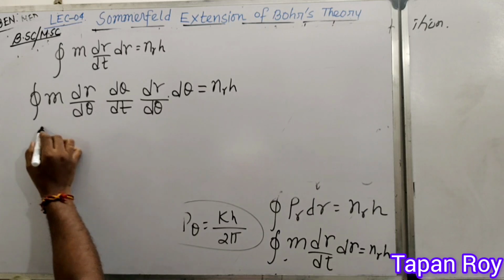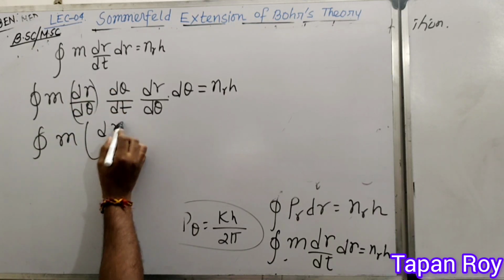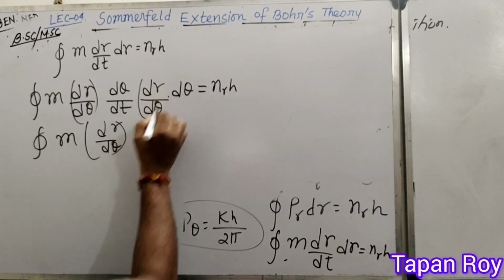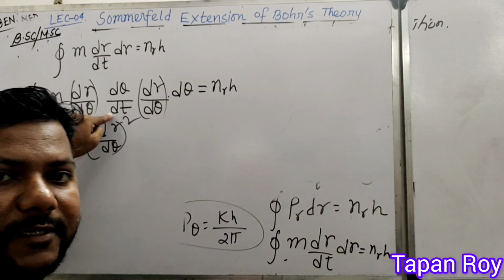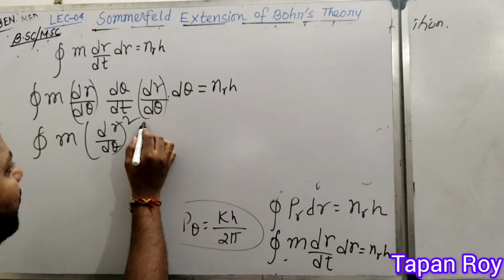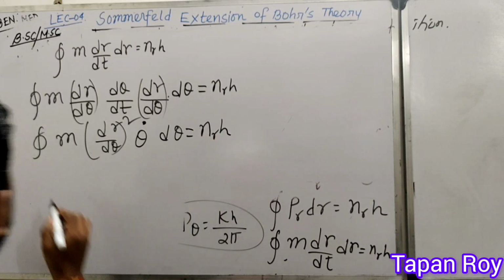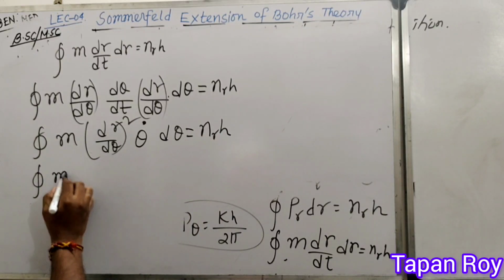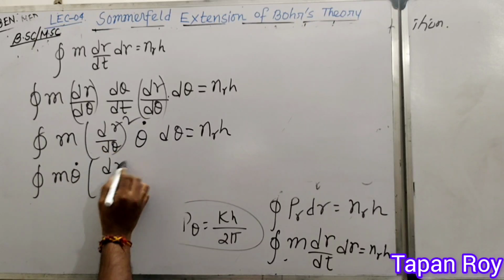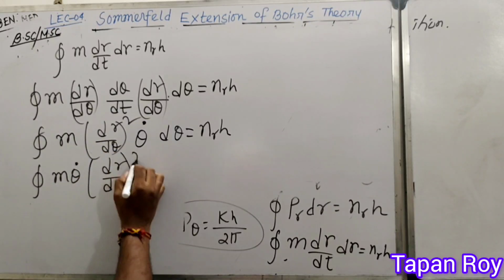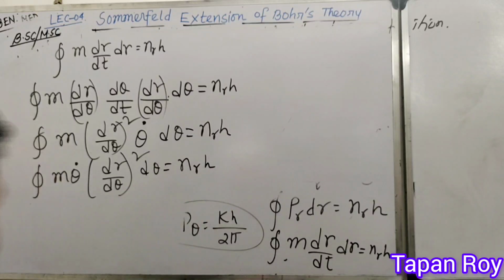Now let's see here M into what is dr? This is dr by d theta. This is also dr by d theta, so this will be whole square. So d theta by dt means theta dot. Here also theta dot into d theta is equal to nr into H. Okay, so now this is M into theta dot into dr by d theta whole square into d theta is equal to nr into H.